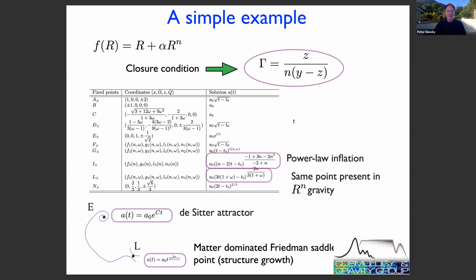So if you take the theory R plus alpha R to the n, in this case, you can close the system fairly easily. And you can see that you get a number of nice features. You get a transient matter-dominated Friedmann solution, which is a saddle point. And then you get a late-time de Sitter attractor, just like you do in standard lambda CDM cosmology. Of course, the intermediate dynamics will be very different from lambda CDM, but you at least have this transient flat Friedmann-dominated phase, or matter-dominated phase, followed by a late-time acceleration. So these theories can fairly well describe the typical expansion histories that one would want in an F(R) dark energy model.